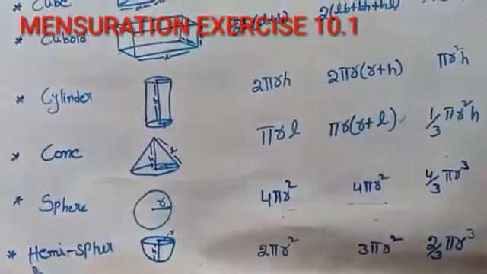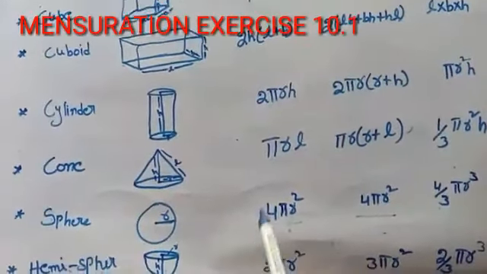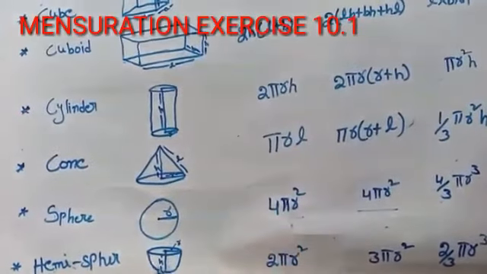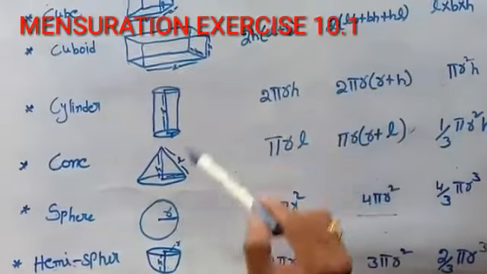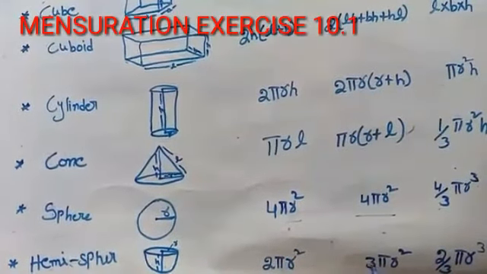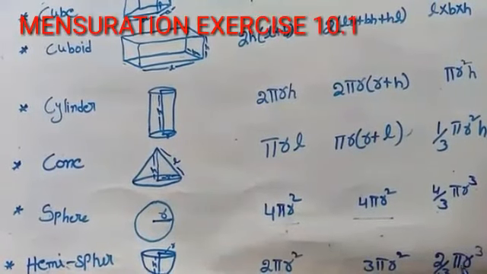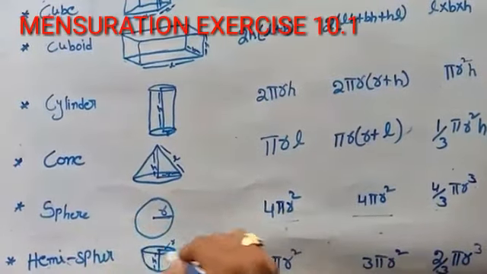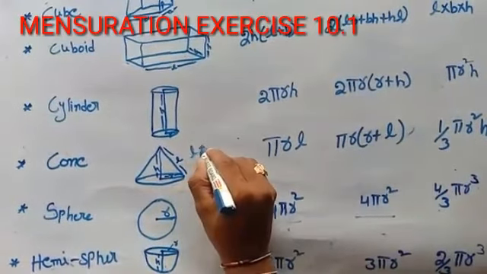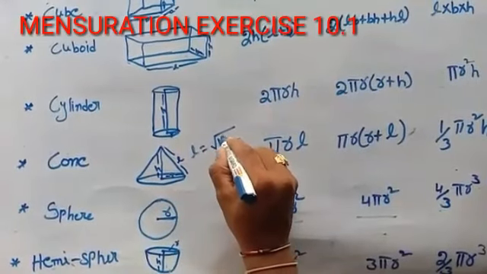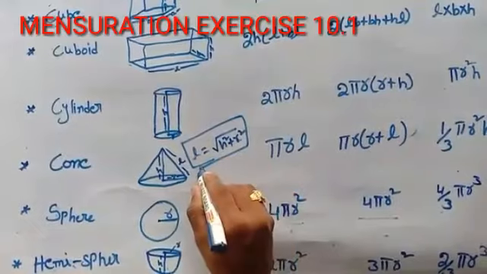Next, last one, hemisphere. The shape of hemisphere. Lateral surface area of the hemisphere is equal to 2 pi r square. Total surface area of the hemisphere is equal to 3 pi r square and volume of the hemisphere is equal to 2 by 3 pi r cube. In the total formulas, here also we can find slant height l is equal to square root of h square plus r square. This formula will be used in future problems.